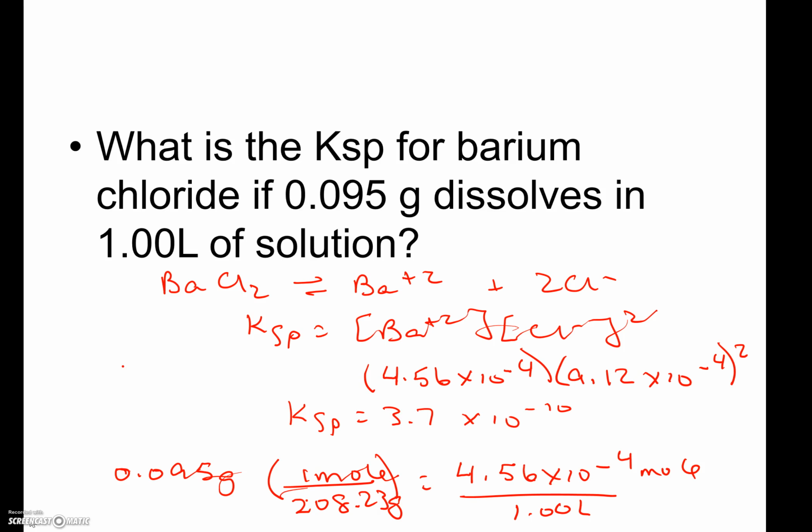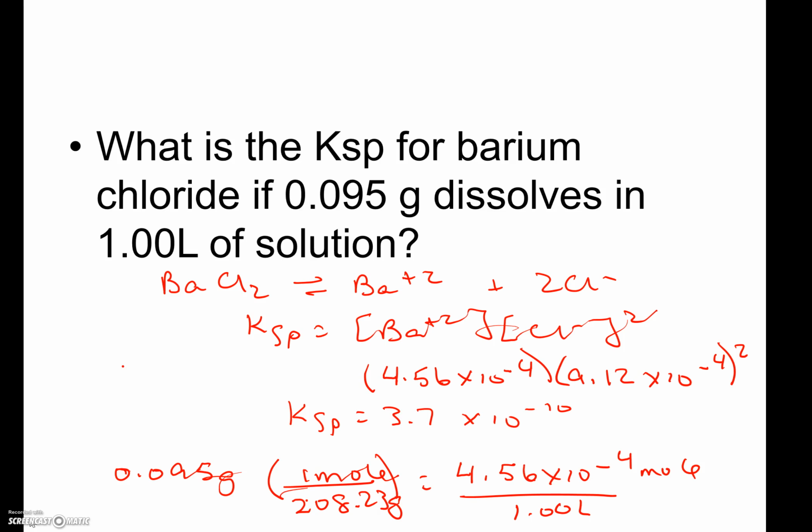If we have 0.095 grams of barium chloride, we can convert grams to moles by using the molar mass of barium chloride. And we can take the moles and divide it by the volume to get the molarity. So the molarity of the barium chloride is 4.56 times 10 to the minus 4 moles per liter. It's a 1-to-1 ratio to barium ions, so we'll plug in 4.56 times 10 to the minus 4 for our barium ion. And it's a 1-to-2 ratio to get to our chloride ion. So we're going to have to take 4.56 times 10 to the minus 4 and multiply it by 2, and that gives us our 9.12 times 10 to the minus 4.